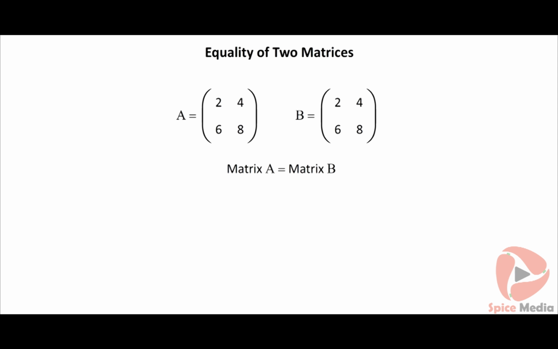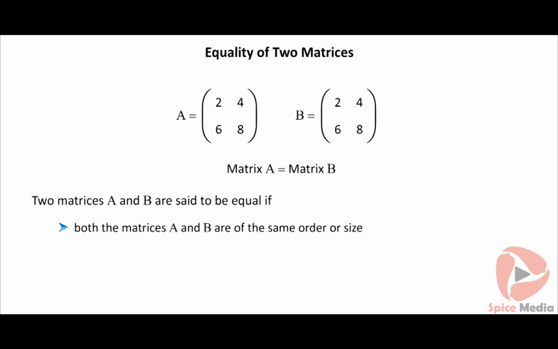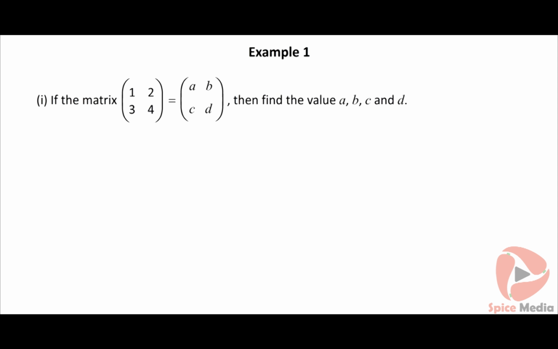Compare matrix A and matrix B. You can see the corresponding elements of the two matrices are equal. Thus, matrix A equals matrix B. Hence, you can define the equality of two matrices as follows: two matrices A and B are said to be equal if both the matrices A and B are of the same order or size and the corresponding entries in both the matrices A and B are equal.